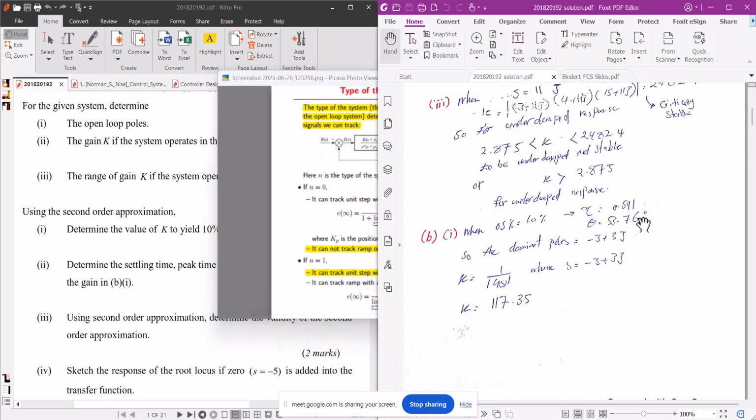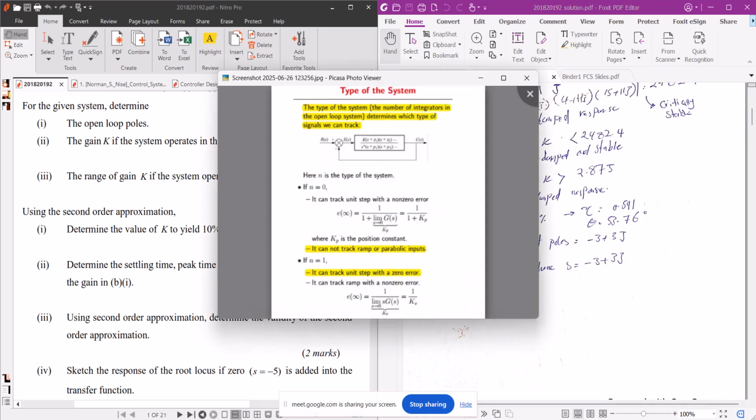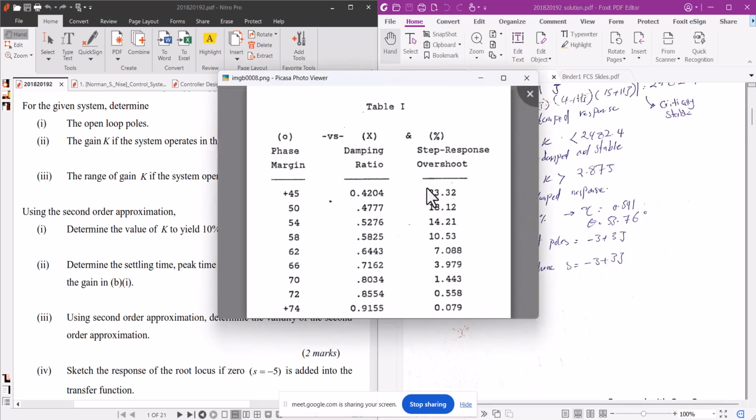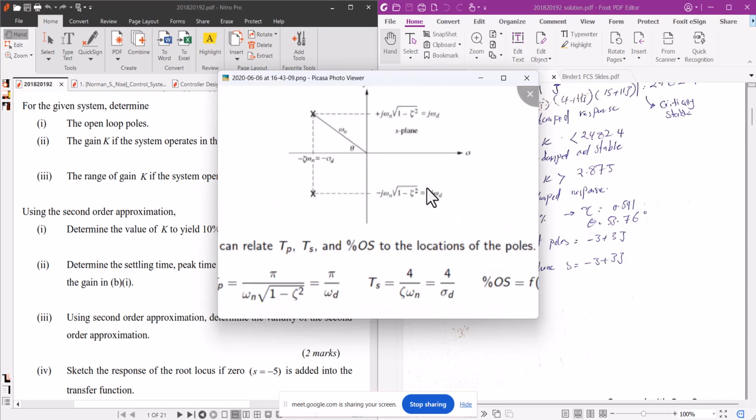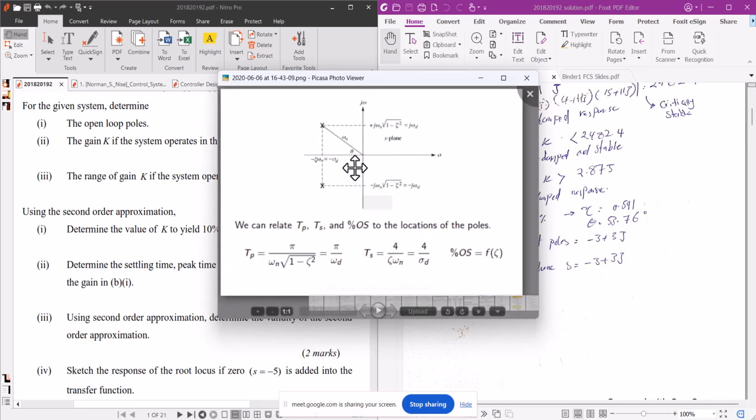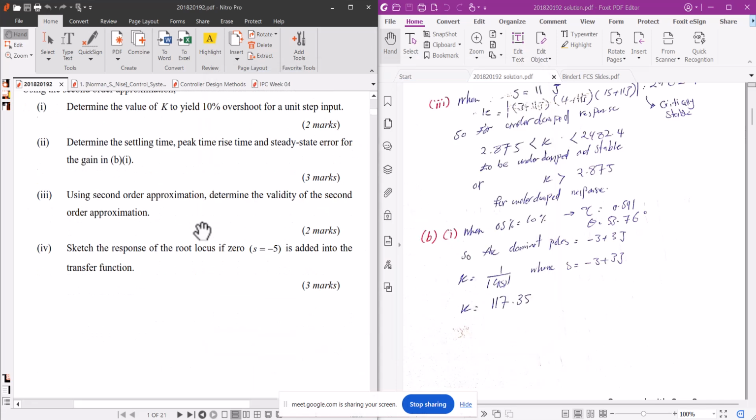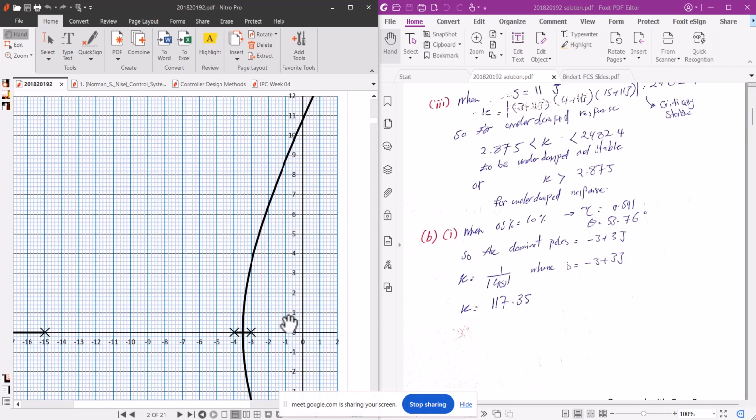Now this angle is 53.76. I will show you the meaning of this angle. This is theta. So here theta is 53.76. Here you can find your pole when you have 10% overshoot. When you have 10% overshoot, there will be a 53.76 angle from here.